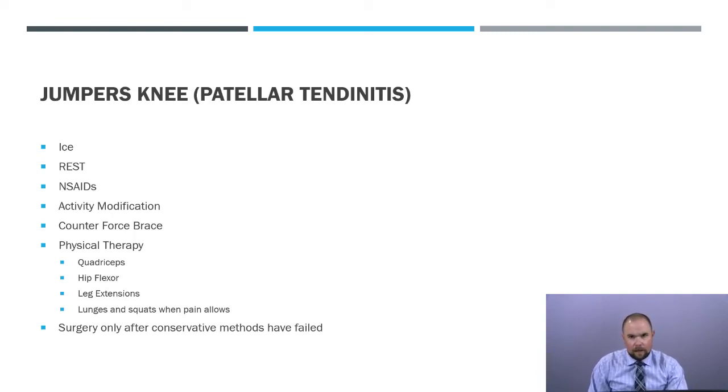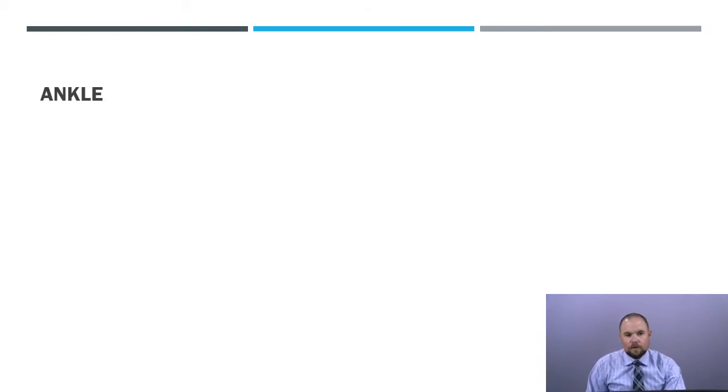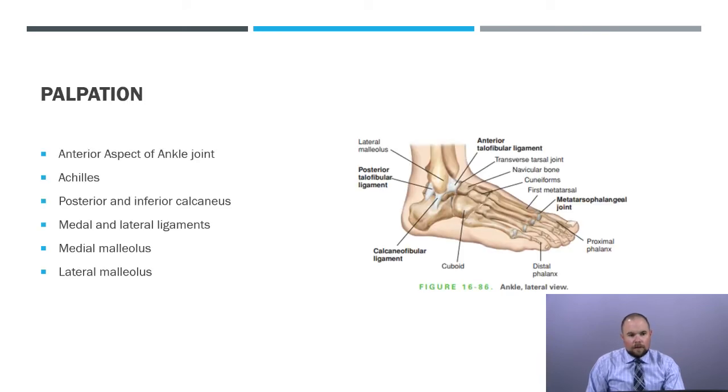I, again, use that counterforce strap like I talked about in the elbow for this. It tends to work pretty well. And really physical therapy to work on quadricep strengthening and the hip flexors. And then, if it continues to bother them and you do get an MRI and you either see some partial tearing or chronic tendonitis, tendinopathy changes, then potentially could have some surgery, but really would want to fail numerous conservative measures. And then lastly, moving down into the ankle, again, talking about palpation here.